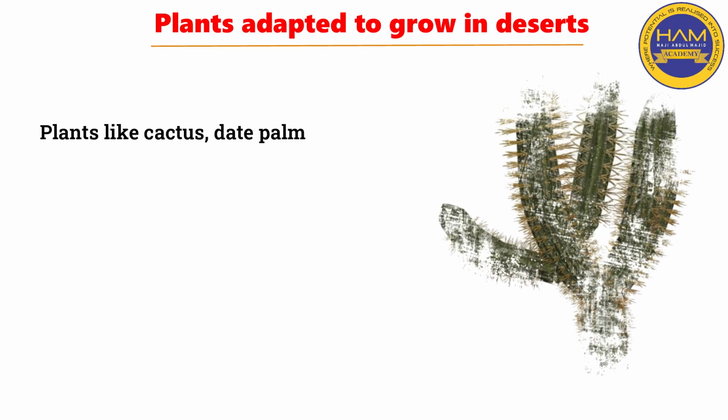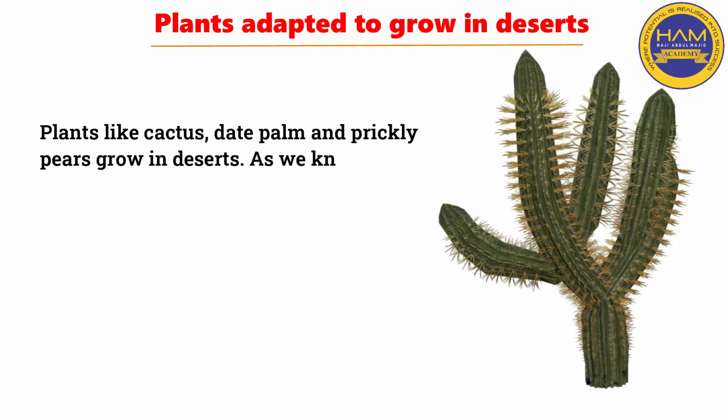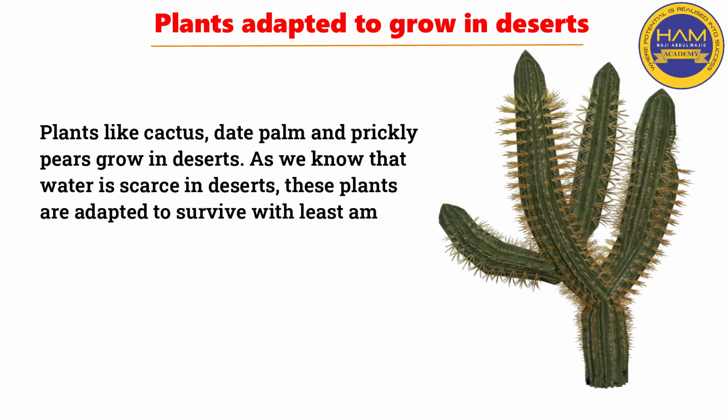Second is plants adapted to grow in deserts. Plants like cactus, date palm, and prickly pears grow in deserts. As we know that water is scarce in deserts, these plants are adapted to survive with the least amount of water.